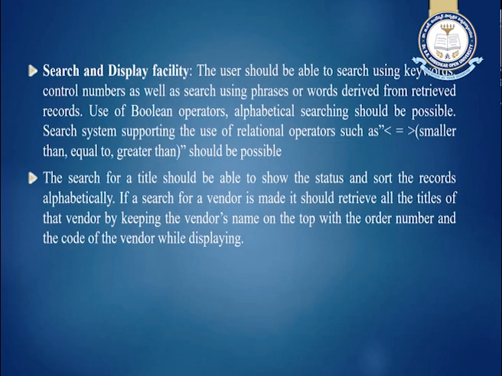Search and display facility. The user should be able to search with keywords, with control numbers, which are given by the system only, as well as using phrases or words. If there are titles on automation and digitization, searching for automation will retrieve only records on automation, not digitization. If you want digitization and automation, it will display all the titles having both phrases, automation and digitization, and these will be given alphabetically.